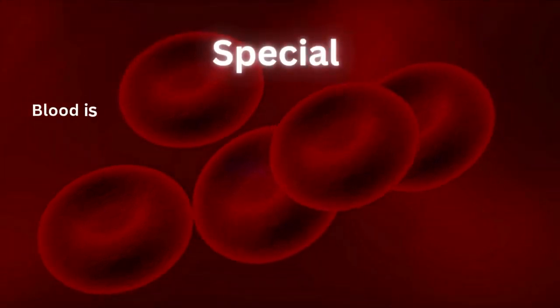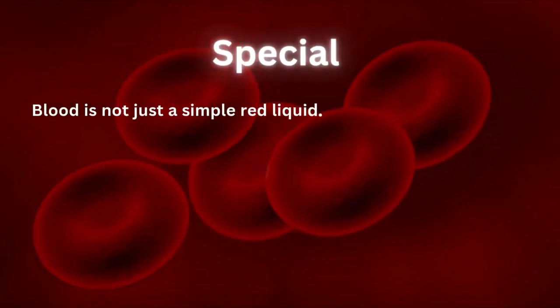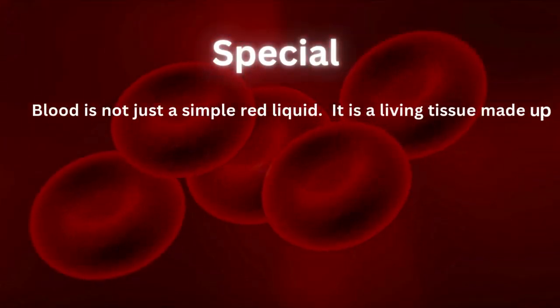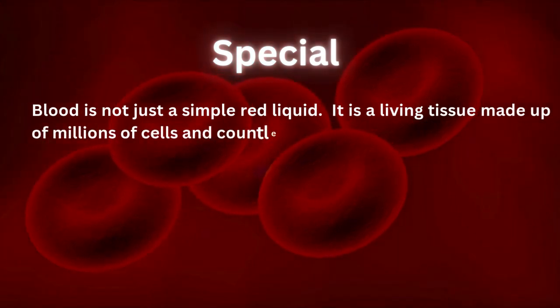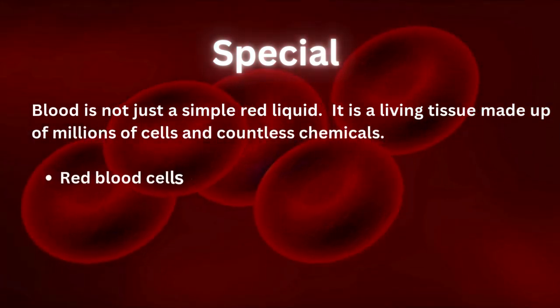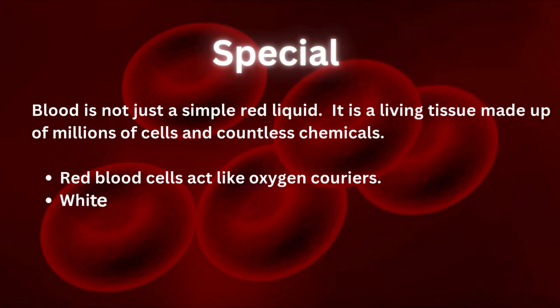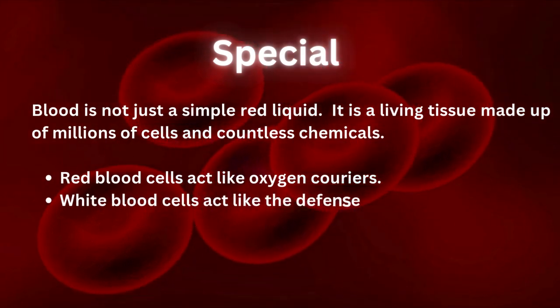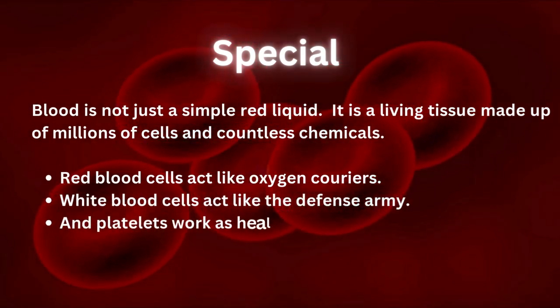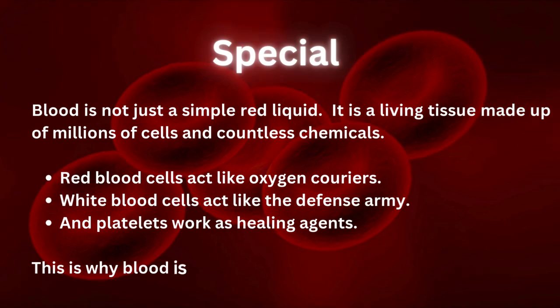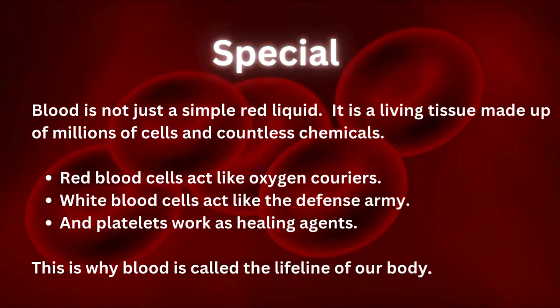Blood is not just a simple red liquid. It is a living tissue made up of millions of cells and countless chemicals. Red blood cells act like oxygen couriers. White blood cells act like the defense army. And platelets work as healing agents. This is why blood is called the lifeline of our body.